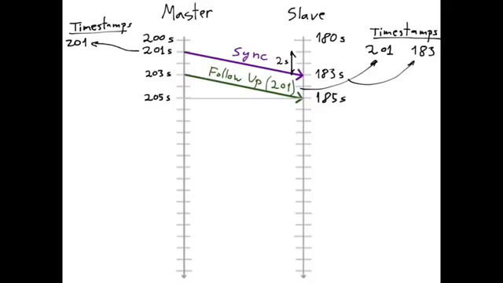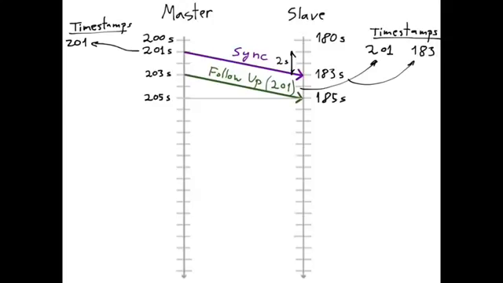As a result, the slave now knows when exactly the synchronization message was issued according to the master, namely when the master clock read 201 seconds, and it knows when the synchronization message was received according to its own clock, namely at 183 seconds. With this information, the slave can adjust its clock such that the offset between the master clock and its own clock is reduced to the propagation delay only. That is, it can adjust its clock such that the offset between the master clock and the slave clock is reduced to 2 seconds.